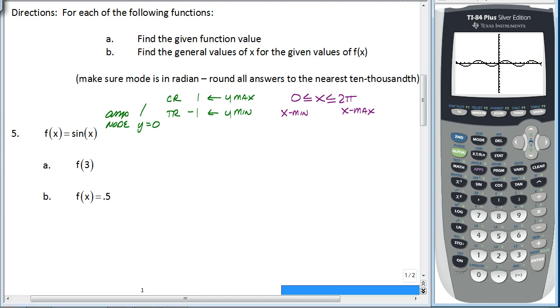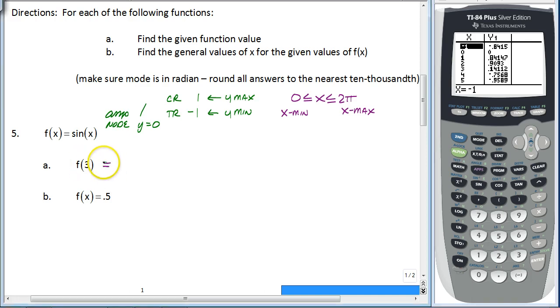So how do we find f of 3? Well, we just press second table, and we just go to 3, and we see that the answer is 0.1411. So when we have the x value, we just look at our table, 0.1411, and we are done. But how are we going to find the other values?